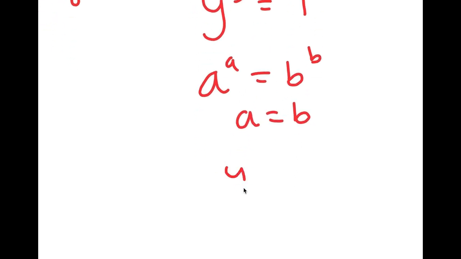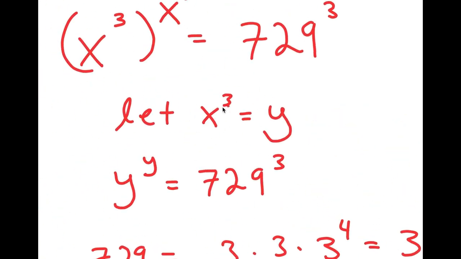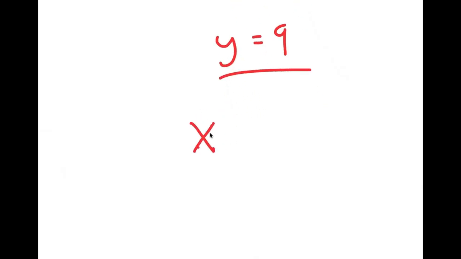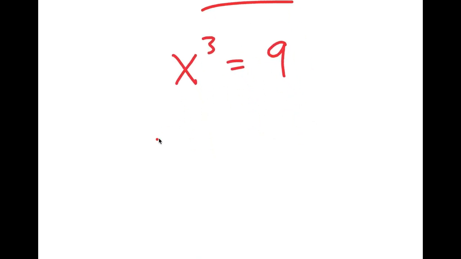So in this case, y is equal to 9. Now, recall how I let x to the power of 3 equal y, meaning I get x to the power of 3 is equal to 9. So now to solve this, I'm going to take the cube root on both sides. So I get the cube root of x to the power of 3 is equal to the cube root of 9.